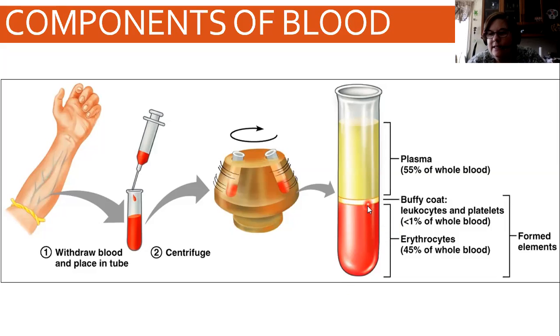The next layer we see is a term called buffy coat. That is not a term you have to memorize. And that's made up of our white blood cells, the leukocytes, and the platelets. So that's 1 or less percent of our whole blood. And then 55%, this is like the watery part of our blood, the plasma that's floating on top. Okay.